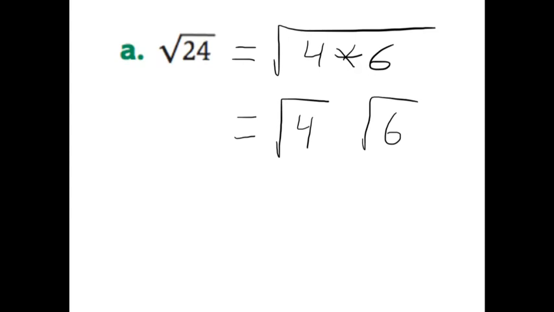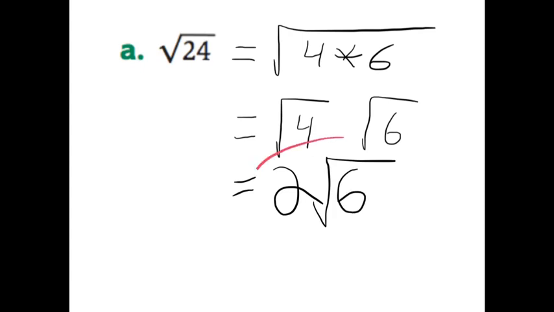The first one, square root of 24, can be broken down into the square root of 4 times the square root of 6, and then you can separate it into two different square roots, one of which can be simplified pretty easily. Square root of 4 is just 2. Square root of 6 can't be broken down any farther, so the answer becomes 2 times the square root of 6.